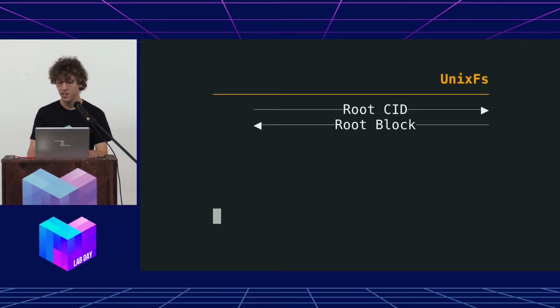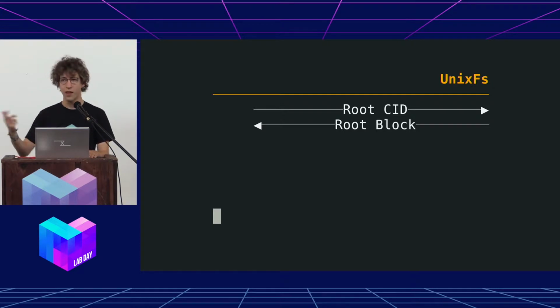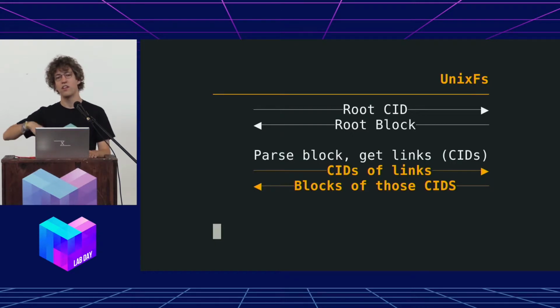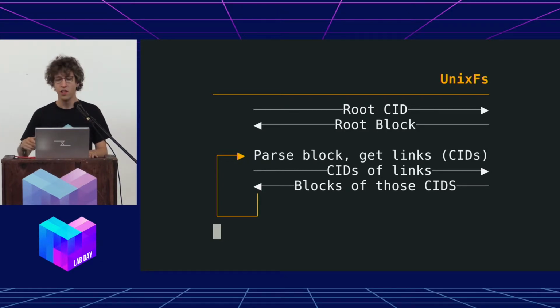In UnixFS, you want a file, so you send the root CID, and you get the root block back. But then you parse it on the peer that requested it. You look into it, you get the links, you again send several CIDs of the blocks back to the server and get those blocks back again. And then, of course, if it's a full tree, which a file normally is, you do all those things again. This doesn't sound efficient, and that's the reason for GraphSync.